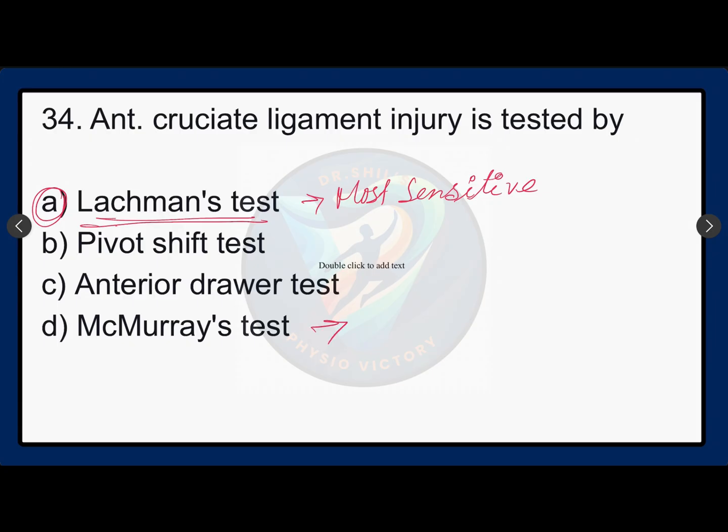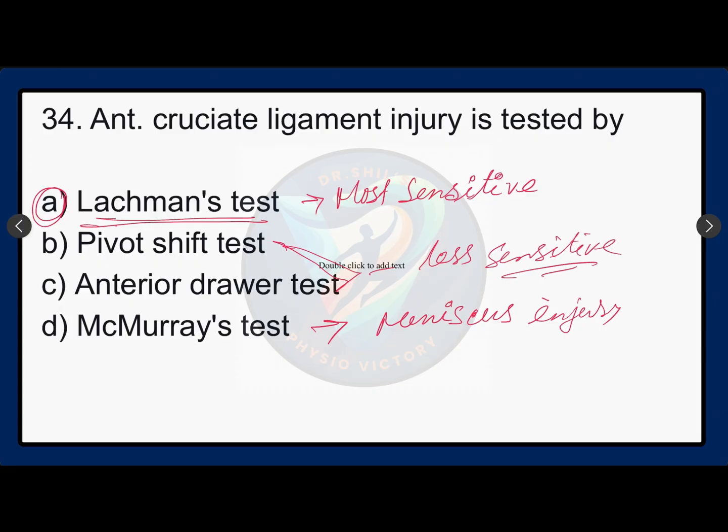McMurray test is used for meniscus injury. Pivot test and anterior drag test both are used for anterior cruciate ligament injury, but they are less sensitive than the Lachman's test.